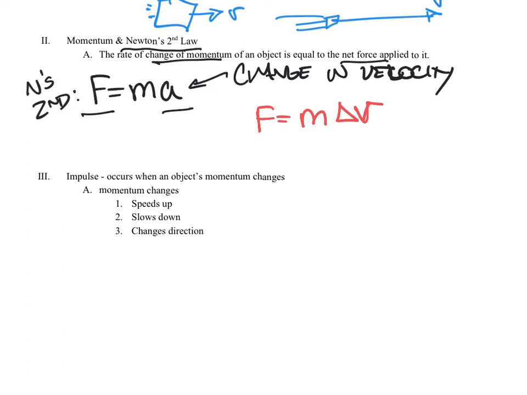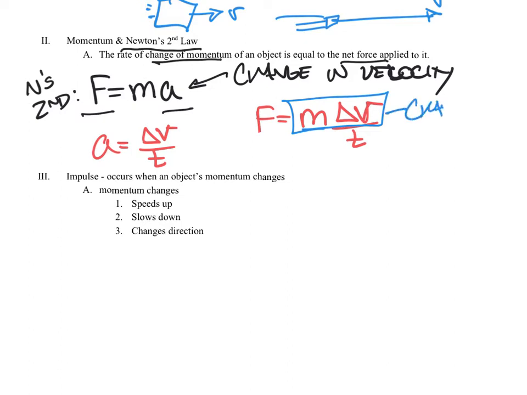Let me start over with this. We can rewrite this as force equals mass times change in velocity over time. That's acceleration. Remember, acceleration is change in velocity over time. So what we can say is if we take this, we see mass times velocity, right? Mass times change in velocity. Well, that is a change in momentum, right? And so if we were to rearrange this and get time to the other side, we'd multiply each side by time. And we get force times time equals mass times change in velocity.